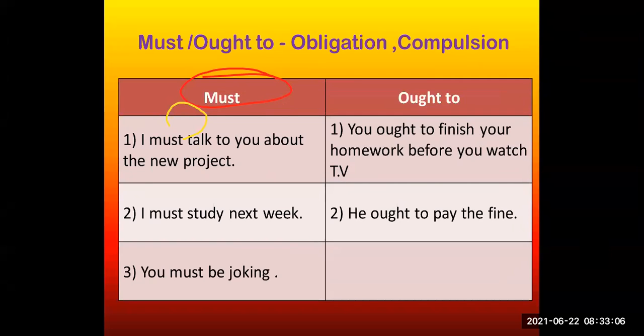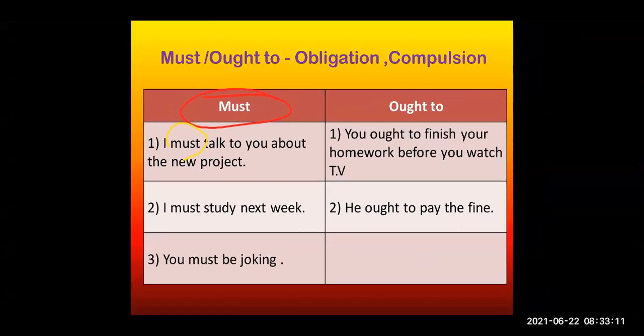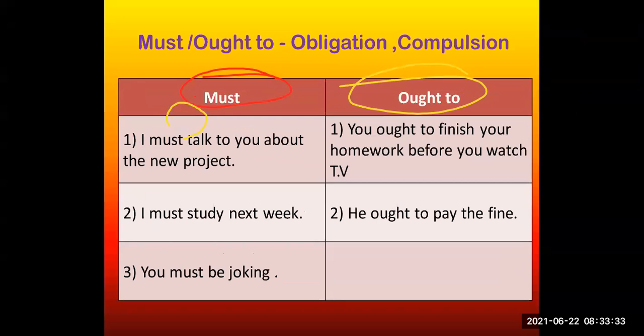Next is the modal auxiliary ought to. First example: you ought to finish your homework before you watch TV. Now, ought to is used in obligation and compulsion. So here the sentence indicates an obligation.